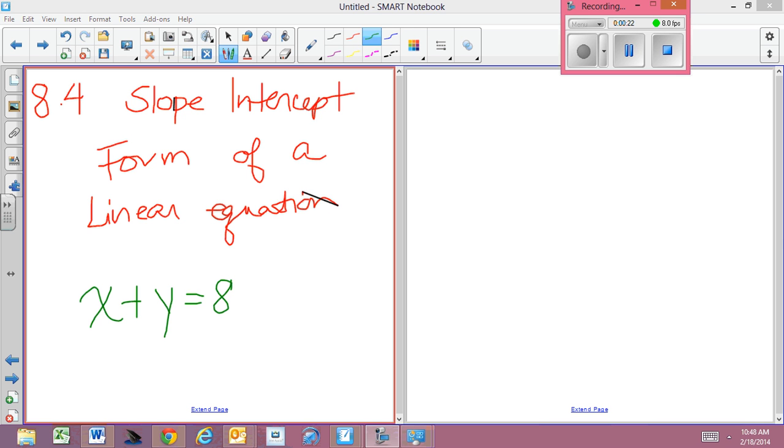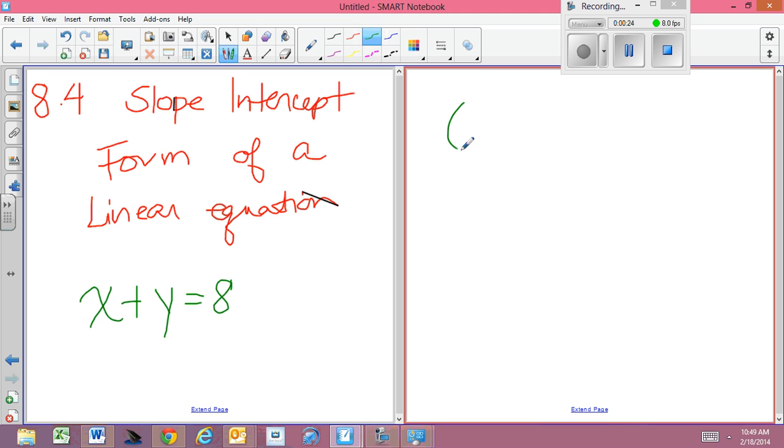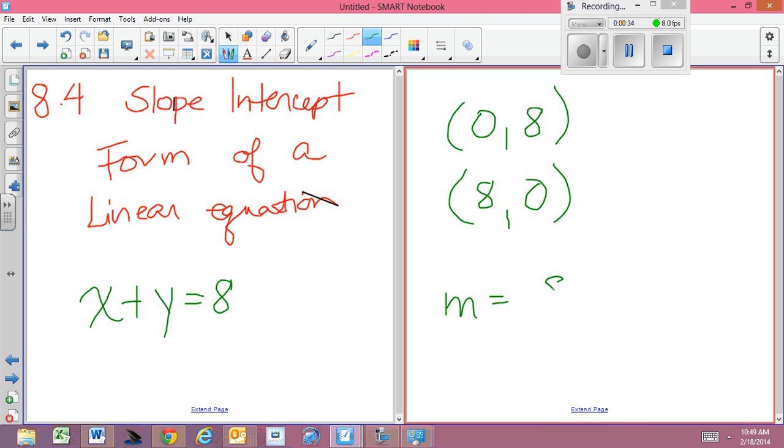So I could randomly say, okay, I'm going to plug in 0 for x, and I'll get 8 for y, and then maybe I'll plug in 0 for y and get 8 for x. And then once I have 2 points, I could do change in y over change in x, remembering to subtract in the same order, and I would figure out that my slope is -1.